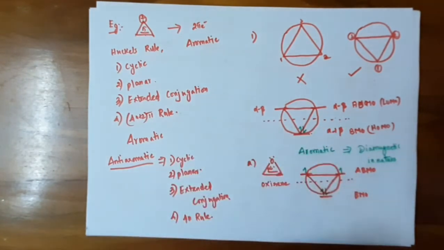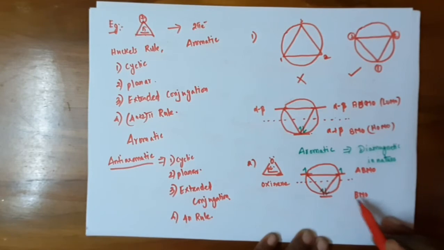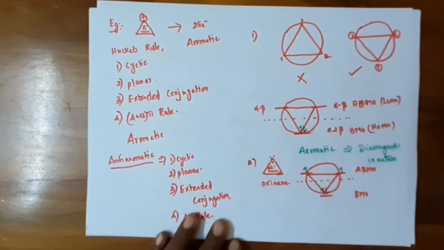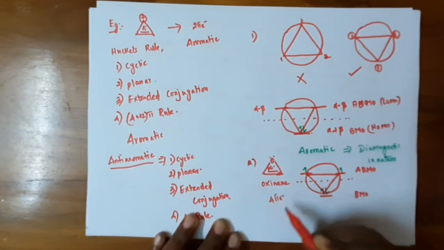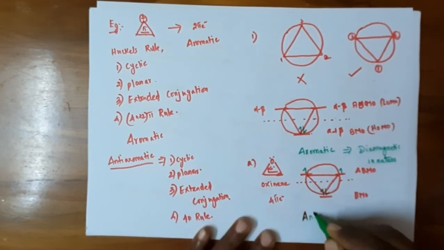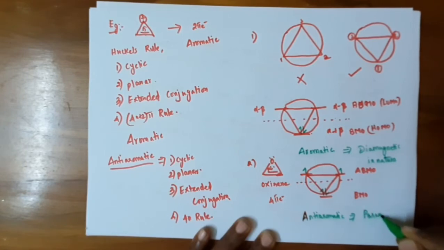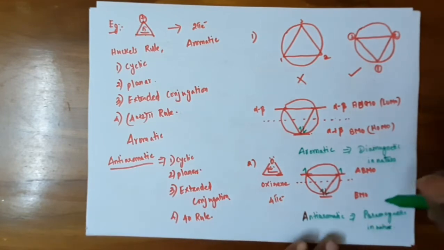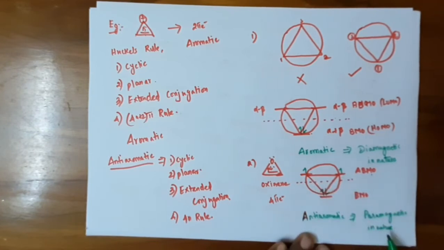So in the anti-bonding orbital they are having 2 unpaired electrons. So totally 4 pi electrons. 4 pi electrons means it obeys the 4n rule, hence this is anti-aromatic and paramagnetic. Why is it anti-aromatic? There are 2 electrons in the anti-bonding molecular orbital, hence it is anti-aromatic. It has 2 unpaired electrons. We know that if any compound has unpaired electrons in the system, then it is paramagnetic.